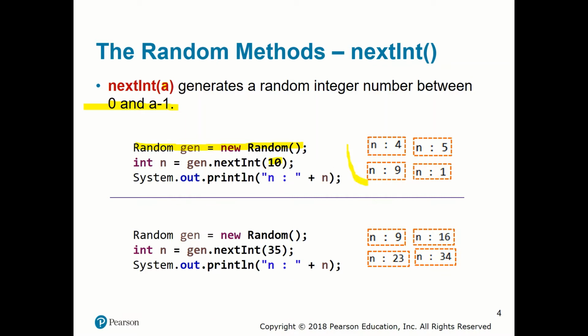This is the result of running this code several times. All of the values are between 0 and 9. And I changed the value to 35, and I also ran it several times, and these are the results I got. Since this is 35, the number that can be generated is between 0 and 34.